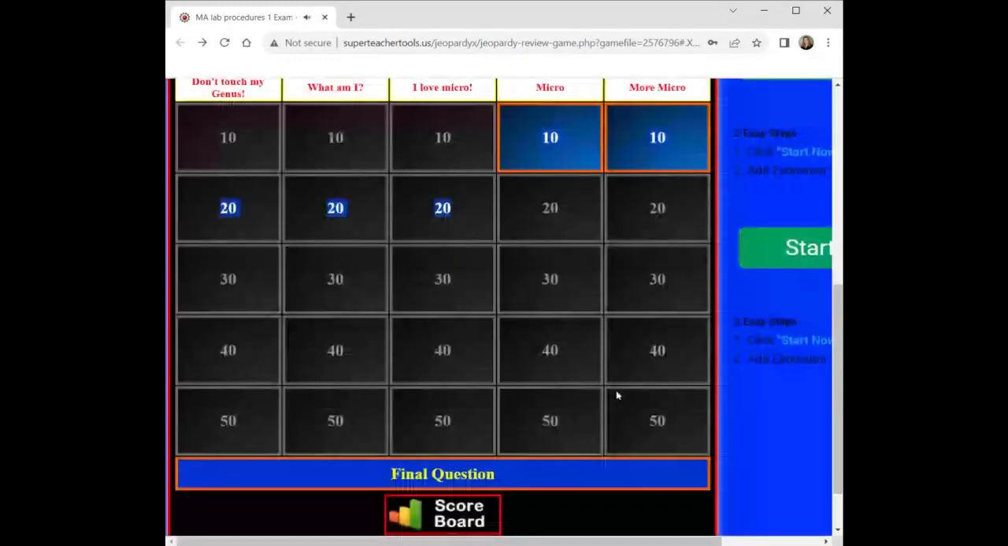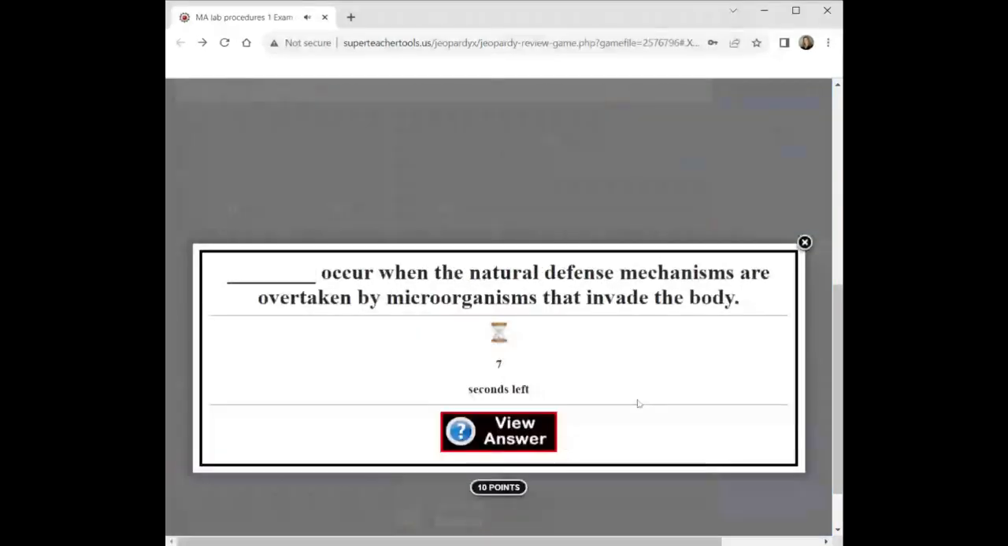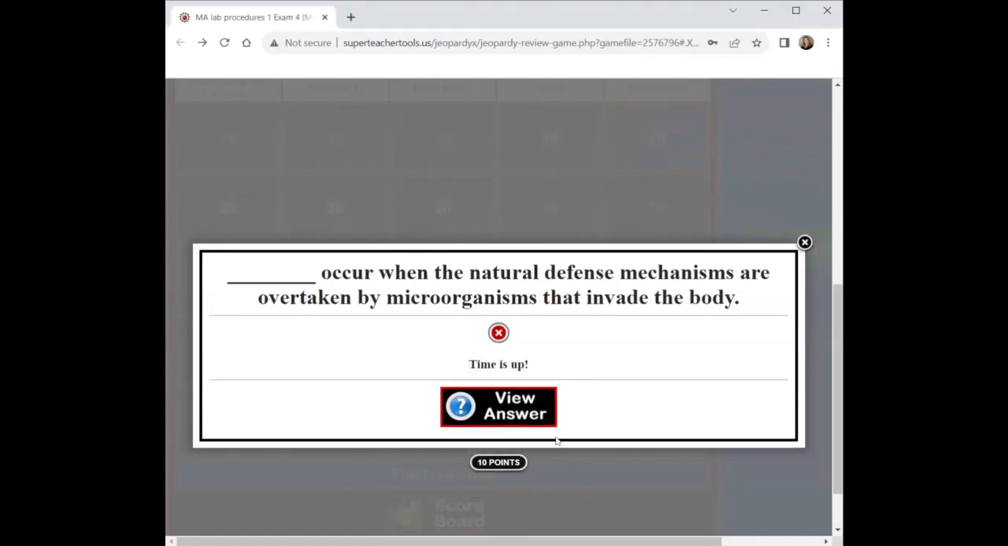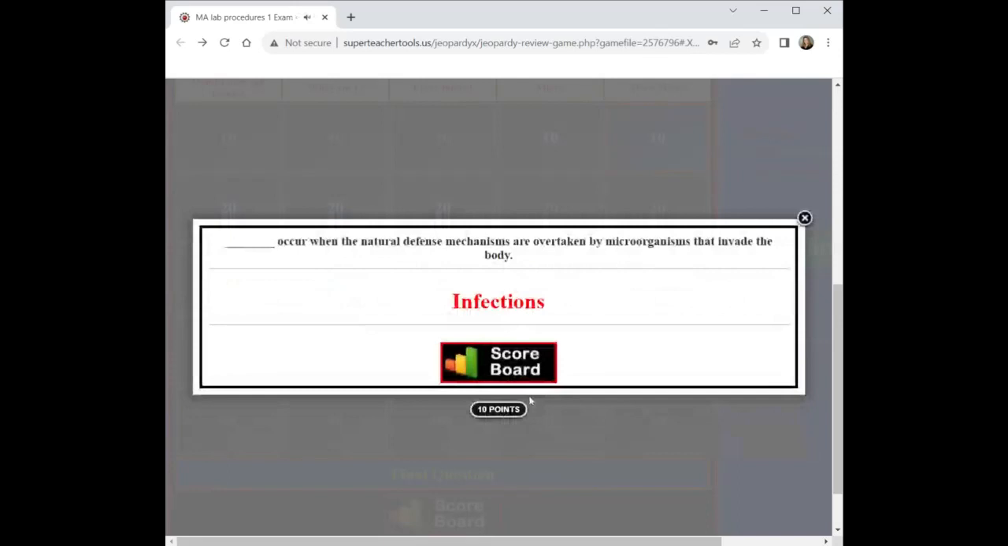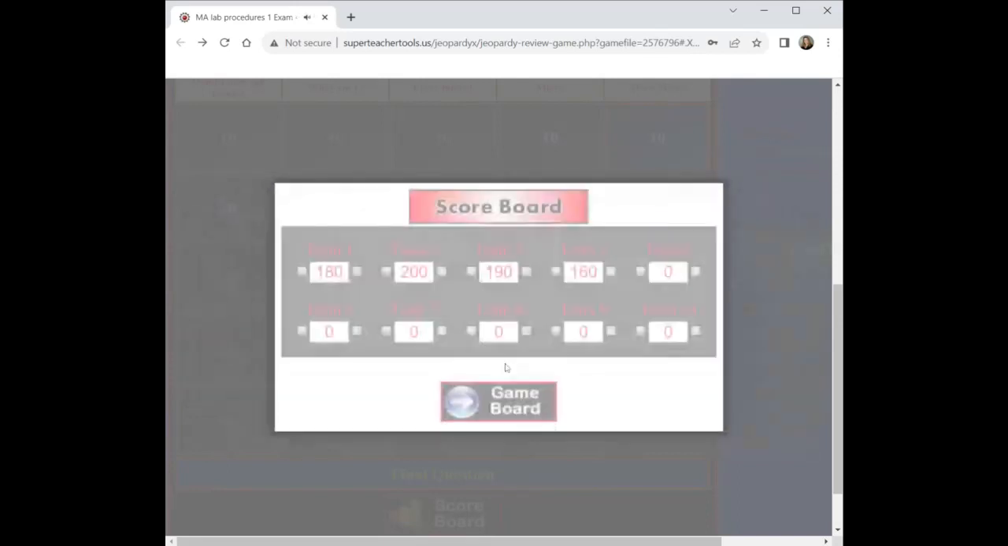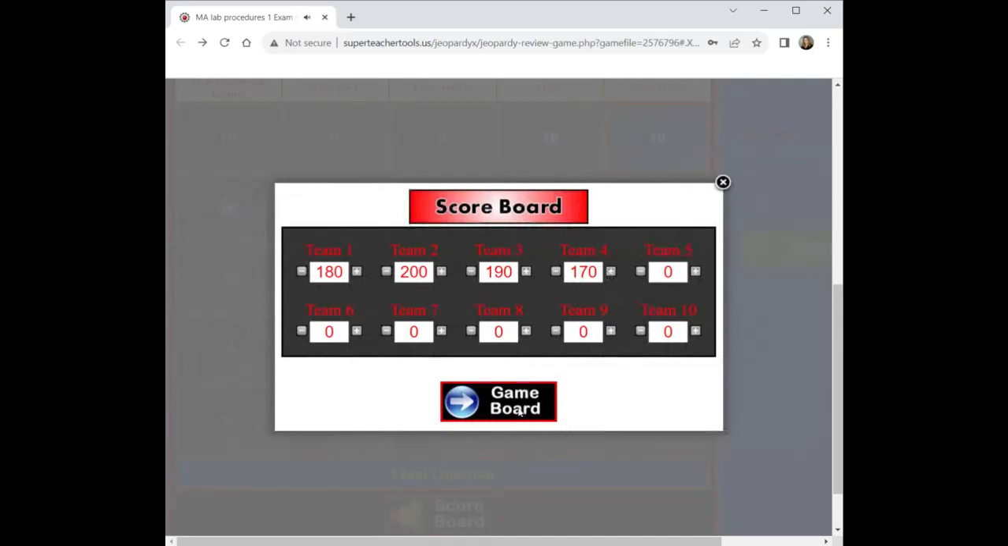Okay. Team 4, Mary and Ramsey. We could do micro 10. All right, blank occurs when the natural defense mechanisms are overtaken by microorganisms that invade the body. I think I'm overthinking this question. I know I want to say infections, but I feel like it's, oh, okay. It is infections. Don't overthink. Yep. Okay.